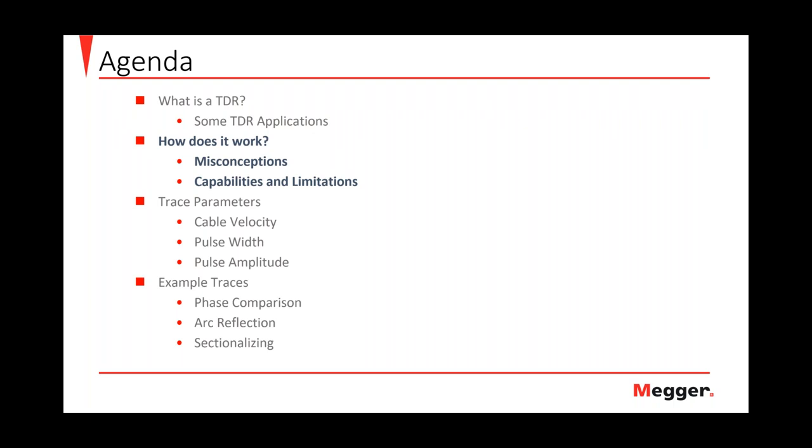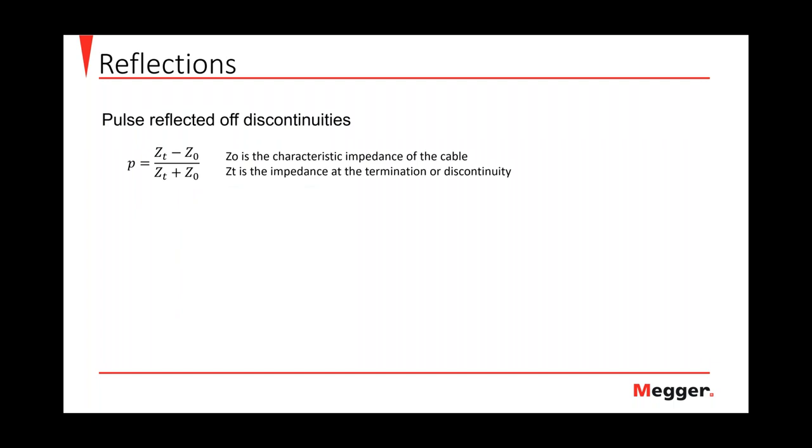So now we're going to get into how does it work, some of the common misconceptions. So the reflection, what is that? Essentially, it's a pulse that's been reflected off of discontinuities within the cable. So some of the terms that we're going to use are ZO and ZT. ZO being the characteristic impedance of the cable, and ZT is the impedance at the termination or discontinuity. So ZO is just the normal impedance characteristic of that specific cable. And then ZT is anything outside of that normal impedance.